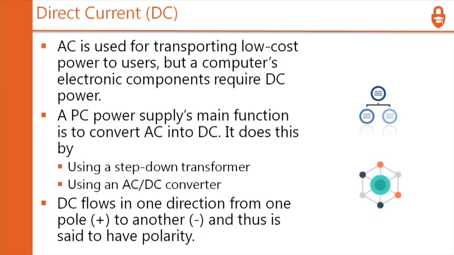Okay, so direct current. AC is used for transporting low-cost power to users, but a computer's electronic equipment requires DC power. So we have to convert our AC power to DC power. That is what your power supply does. And a PC power supply's main function is to convert AC into DC. It does this by using a step-down transformer and using an AC to DC converter.